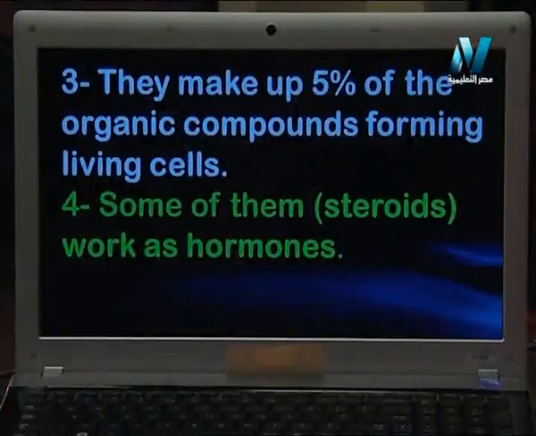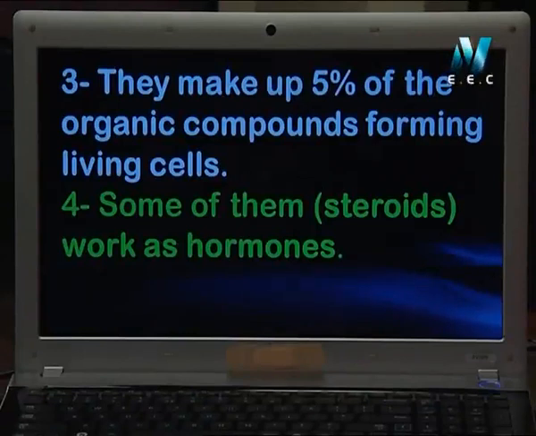Third one, they make up 5% of the organic compound forming a living organism. Some of them steroids work as hormones. So some of the organic compounds in my body, what ratio approximately contain lipids? Ratio approximately 5% of the lipids found in organic compounds in your body.